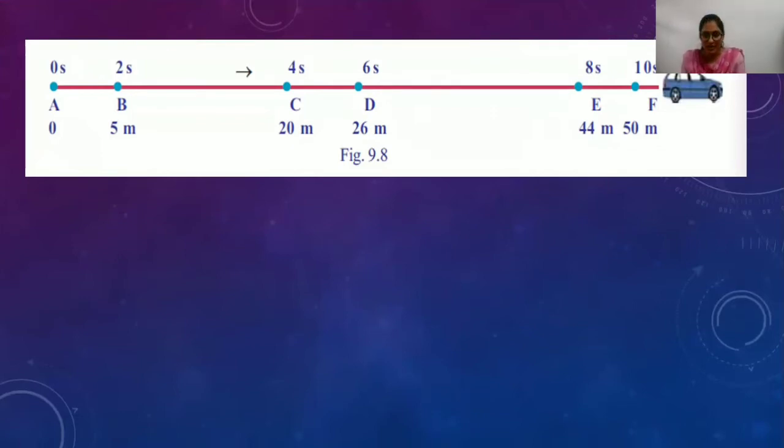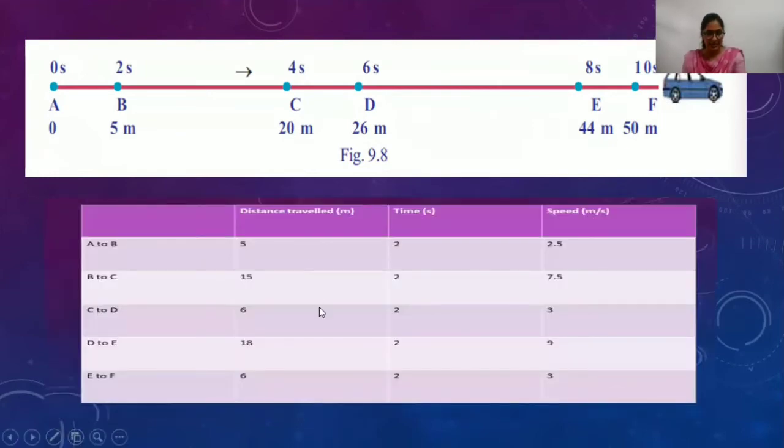Okay, you people have completed the table and we can see the table like this. The time interval is the same, but the distance covered is different, so the speed is different. And this is known as non-uniform speed. If the object covers different, unequal distances in equal time intervals, then the speed is known as non-uniform speed.